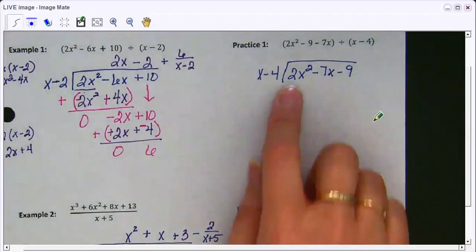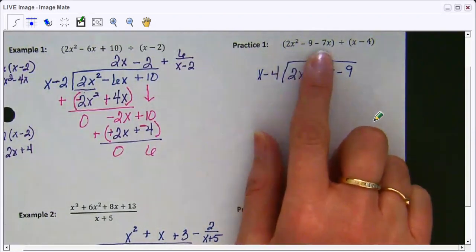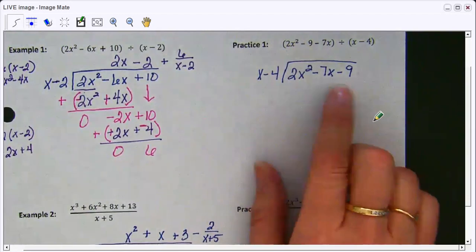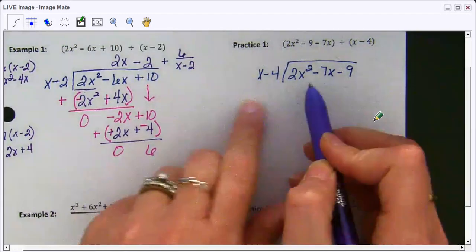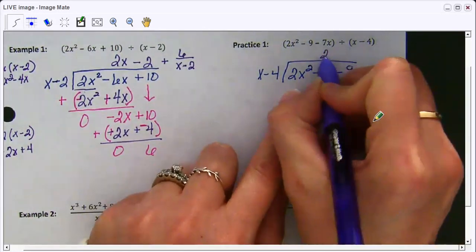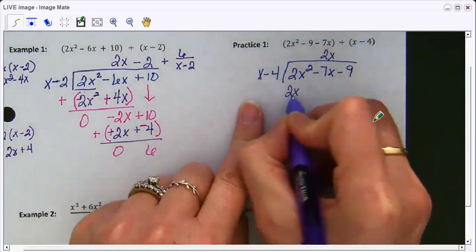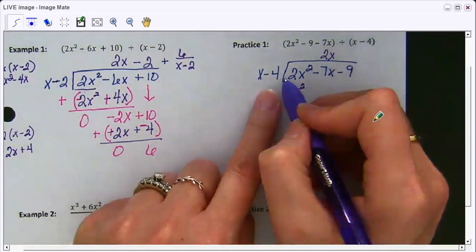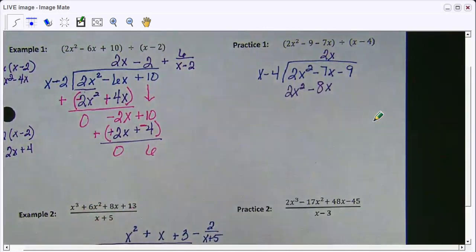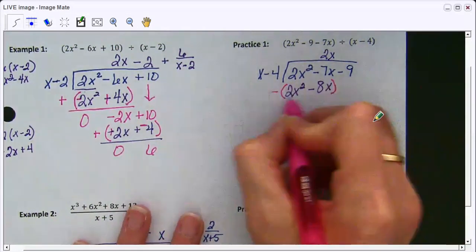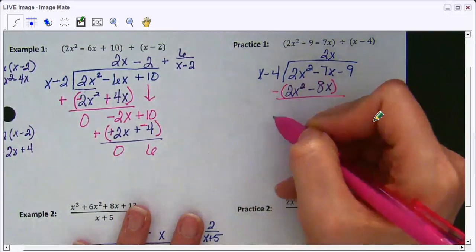So don't forget that sometimes you'll have to write this in standard form. So instead of writing it exactly like this, you needed to write it as 2x squared minus 7x minus 9. Okay, so x goes into 2x squared 2x times, because 2x times x is 2x squared. And 2x times a -4 is a -8x. Okay, now we're going to subtract this. 2x squared minus 2x squared is 0. They cancel each other out.